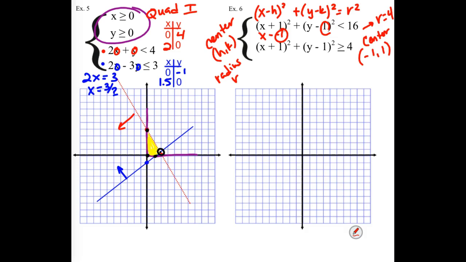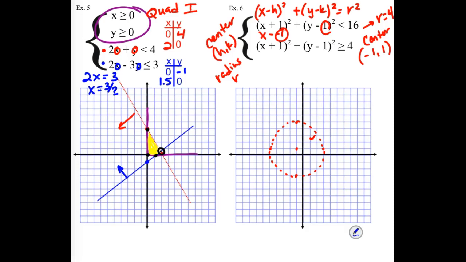All right, so we're going to graph that point, and we want a radius of 4. So we're going to go 4 in each direction. There is no equal sign for that one, so we do want a circle that is dotted. And we want r squared to be less than 16, which means r has to be less than 4. So we are shading inside that circle.